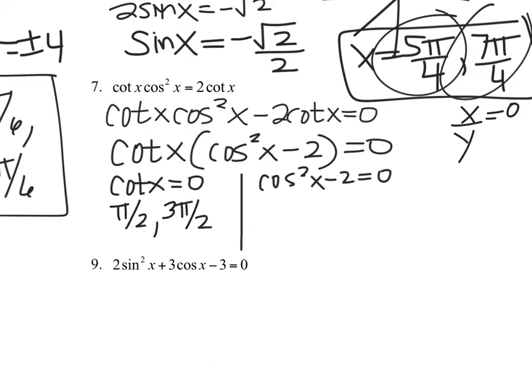Think about the cotangent graph. It has an asymptote through 0. And then it goes through 0 at pi over 2. Can you picture the cotangent graph at all? No? It's been so long, huh? Okay, so we got those two answers. That's great. Now let's go over here.